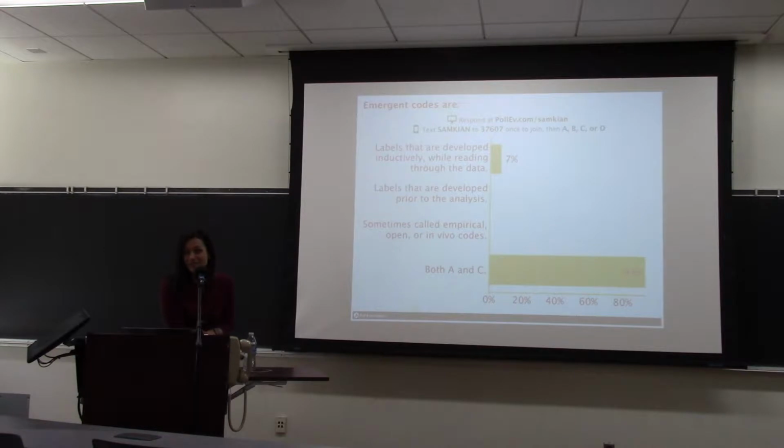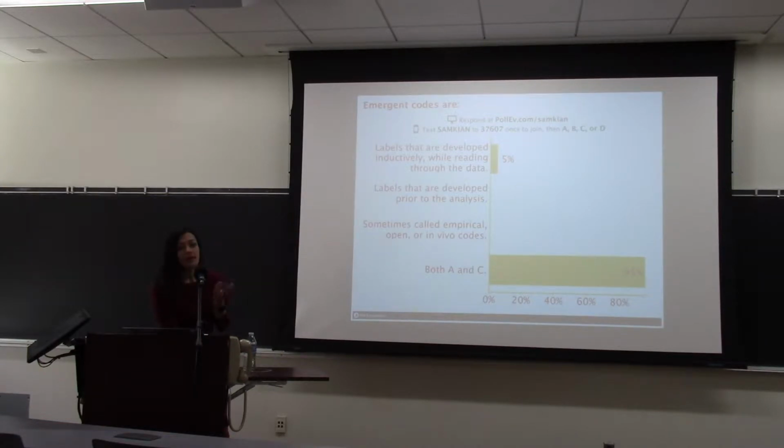Did I make it too easy? Yeah. All right, good. So most of you are saying both A and C, and that's absolutely correct. So emergent codes are those that we develop as we're reading the data. So we read it, we see things that we might not have thought about from the literature or from prior to beginning the analysis process, and we code those as we go.